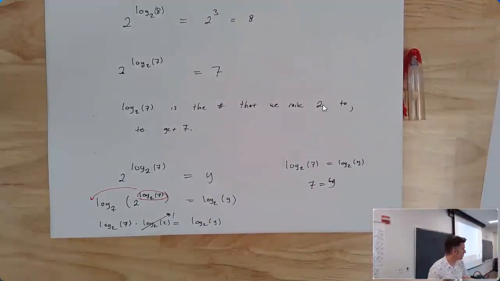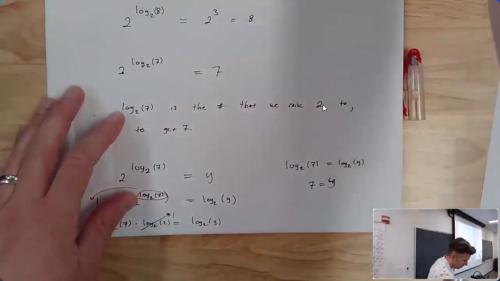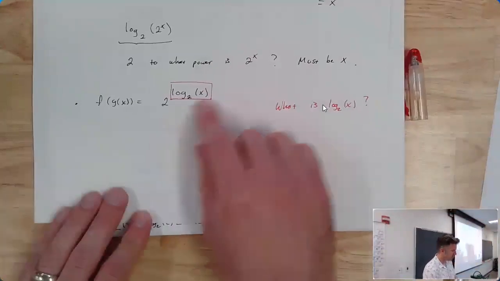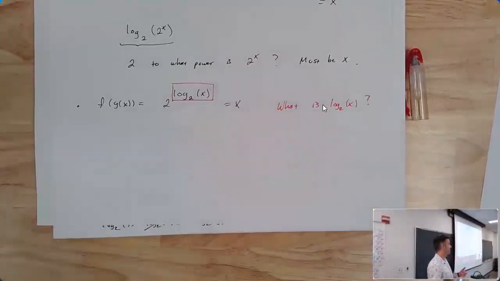So, let me rephrase it. The log base 2 of 7 is a number that we raise 2 to get 7, and we are raising 2 to that number, so we should get 7. Exactly. Yes. It feels kind of weird, but so now back over here, 2 to the log base 2 of x is just x. Because log base 2 of x is the number that you raise 2 to get x, and we are raising 2 to that number, so we get x. That's why it works out.